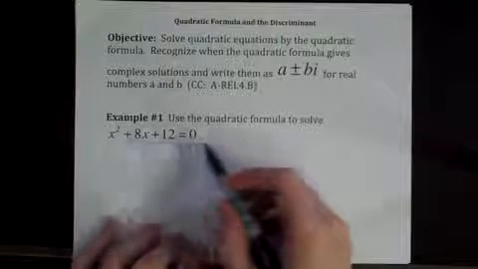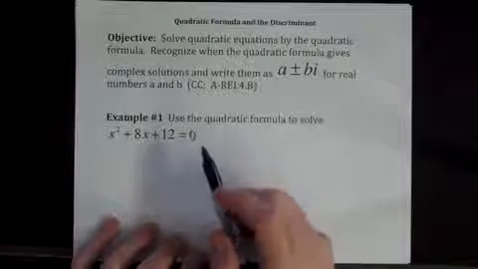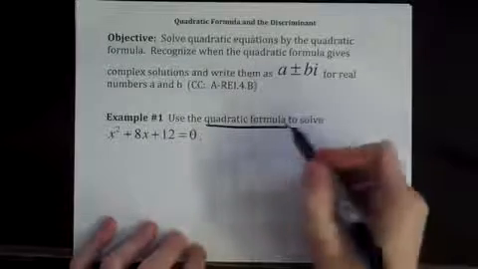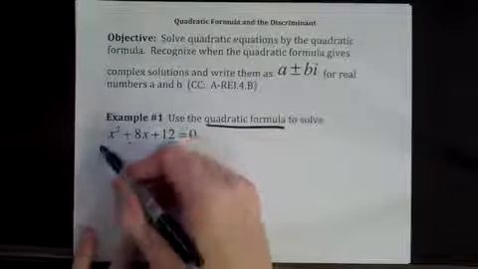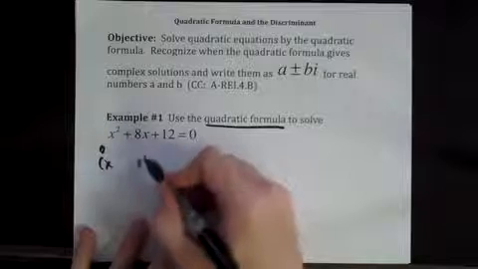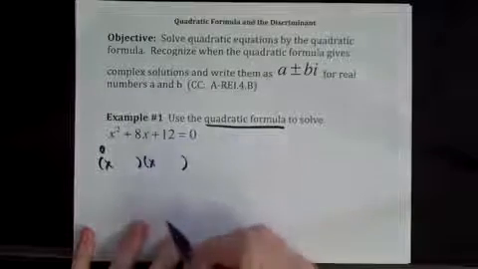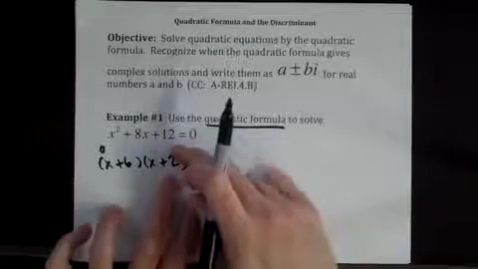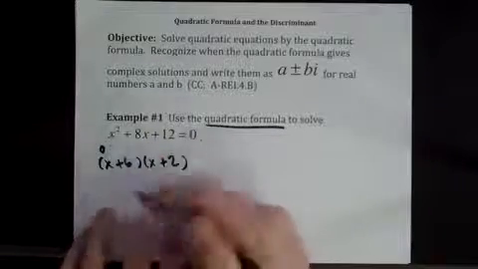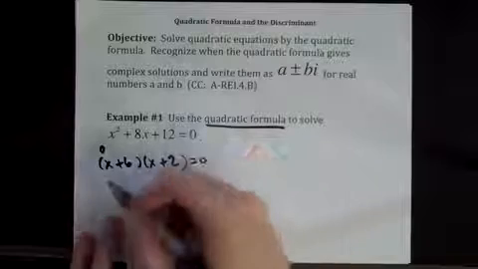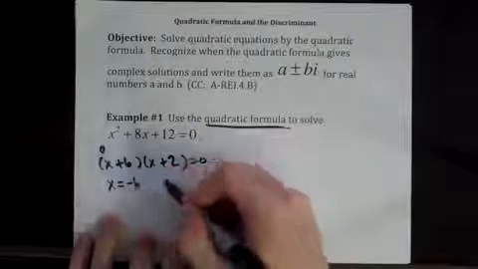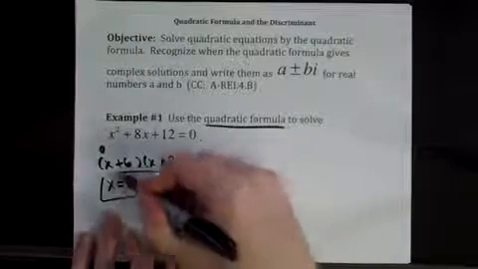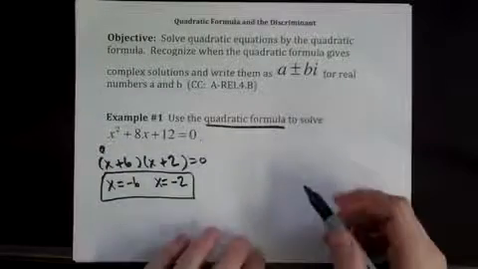Okay, this first equation we can definitely factor just to get an idea of what the answer is, and then we'll do the quadratic formula. So here, just do this real quick. 6 times 2 is 12. 6 plus 2 is 8. x is negative 6 or negative 2.